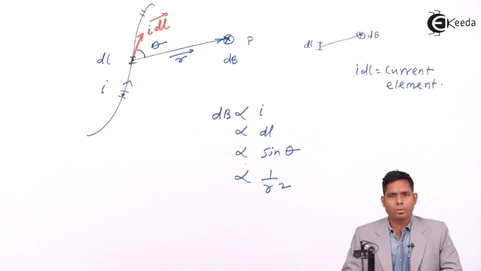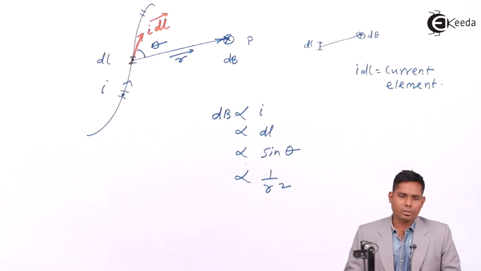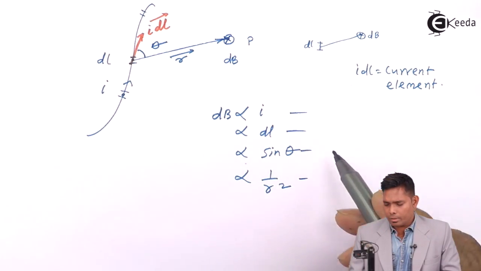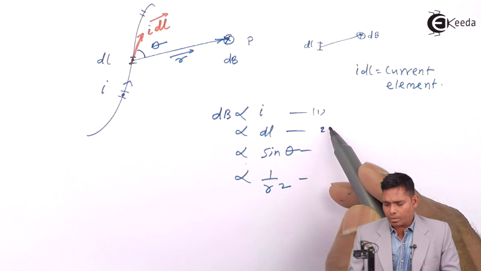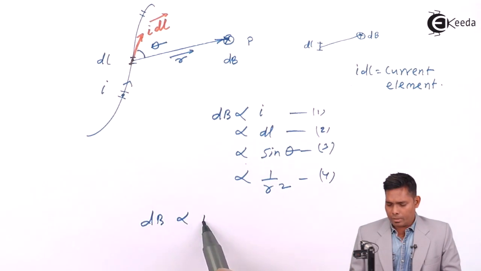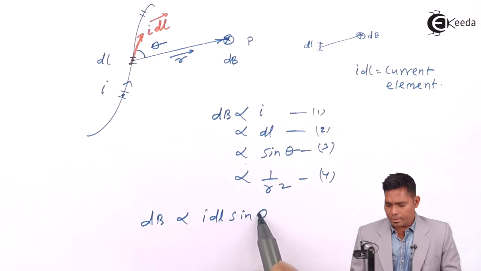So one thing we are keeping constant is the current, that is steady current. So combining these four proportionalities 1, 2, 3 and 4, I have dB is proportional to I dl sine theta divided by r square.